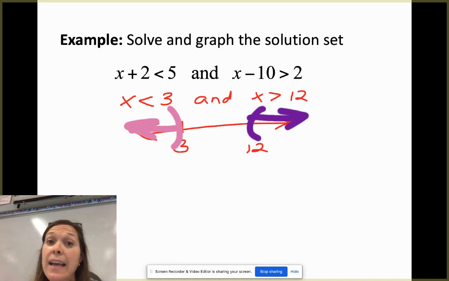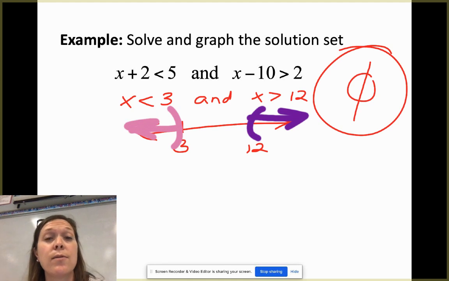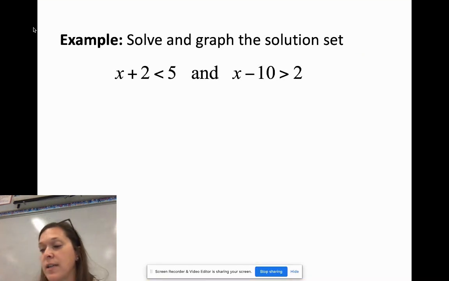All right, so this is an and. Looking for the intersection. I don't see an intersection, so my answer is there is no solution because there is no intersection. There's no way to figure out a number that is both less than 3 and greater than 12. It's not possible, at least in this world. Maybe in some fifth dimension, I don't know.